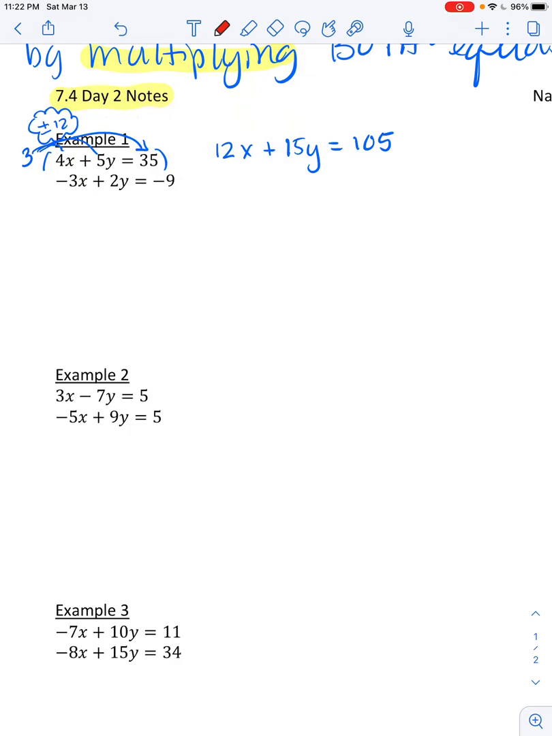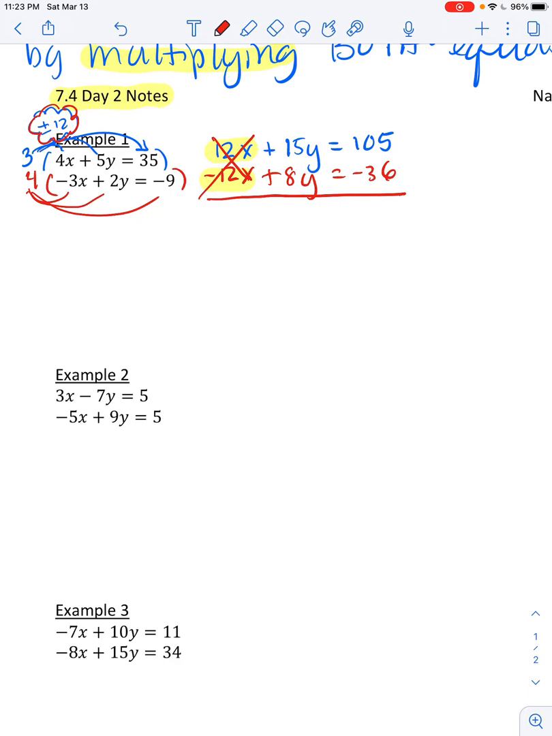In the second equation, I'm still trying to get that plus or minus 12. I already have a positive 12 in the top, so now I'm trying to match this with a negative 12. The 3 is already negative, but I will need to multiply the bottom row by 4, every part. 4 times negative 3 is negative 12x, and that's going to be my equal but opposite pair. 4 times 2y is 8y. 4 times negative 9 is negative 36. That is really the only 7.4 day 2 part. Now everything else is what we've been doing since 7.3.